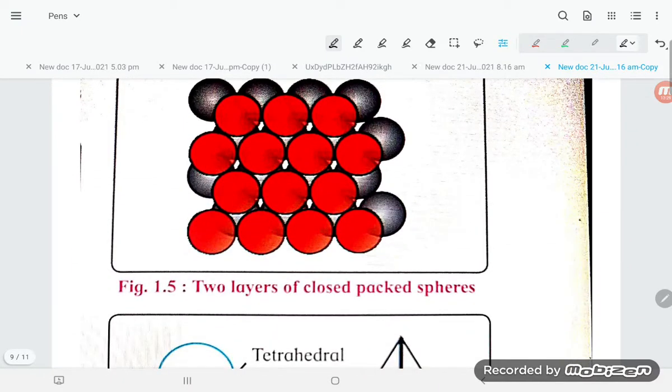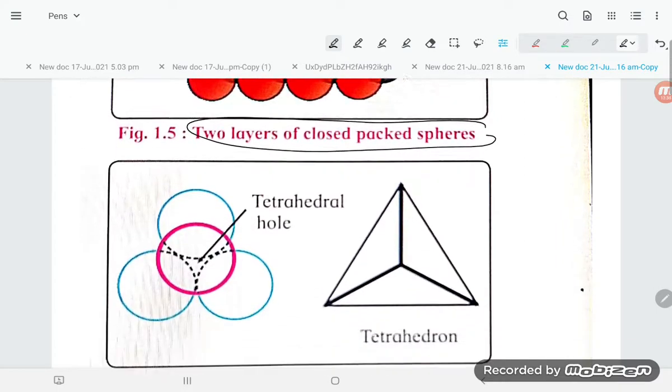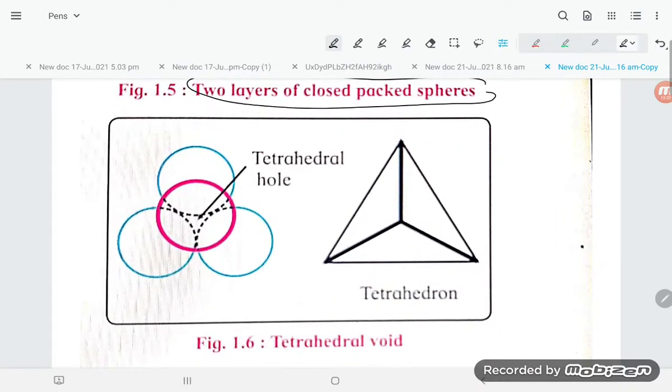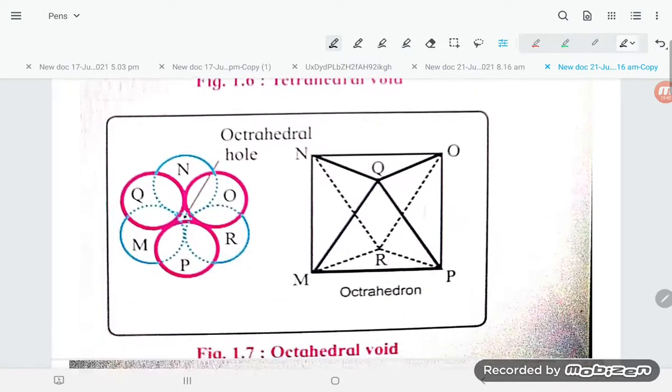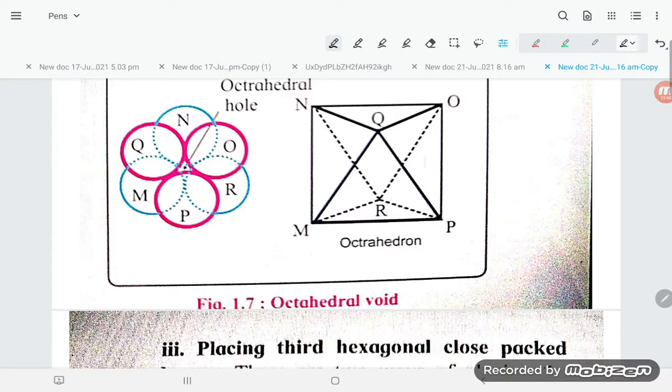So here, you are firstly covering the 2-layer close-packed structure. Then what they are saying is that there are triangular voids and then you are placing spheres, so you are getting tetrahedral voids. Now we are going to cover that one, so after covering this, you are going to get the octahedral void.